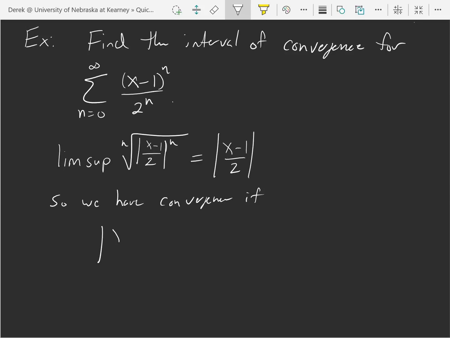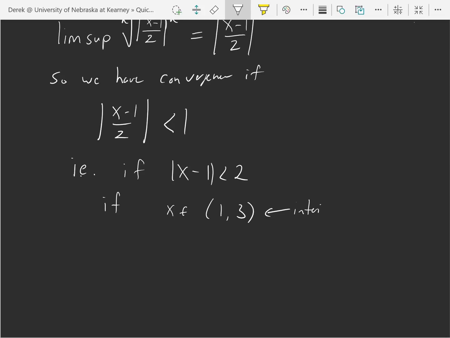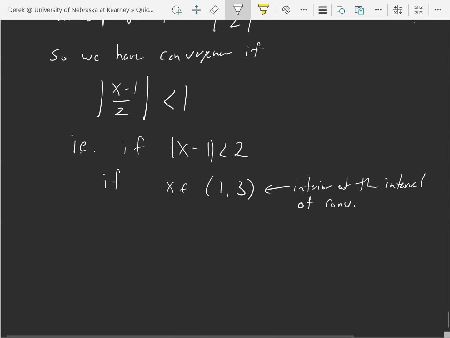And this is less than 1, so we have convergence if |x minus 1| over 2 is less than 1, i.e. if |x minus 1| is less than 2, multiply both sides by 2, if x is in (1, 3). Okay, that gives us the inside. This is the interior of the interval of convergence. We still have to test the endpoints because the root test doesn't tell us anything about the endpoints.